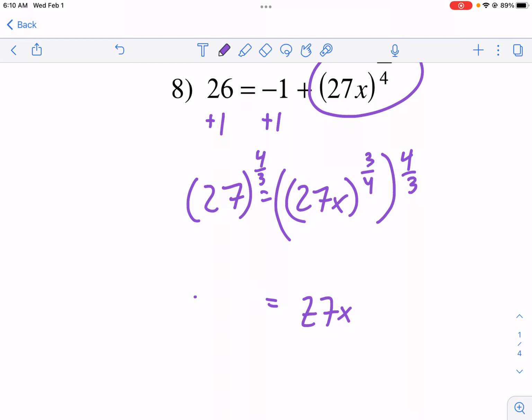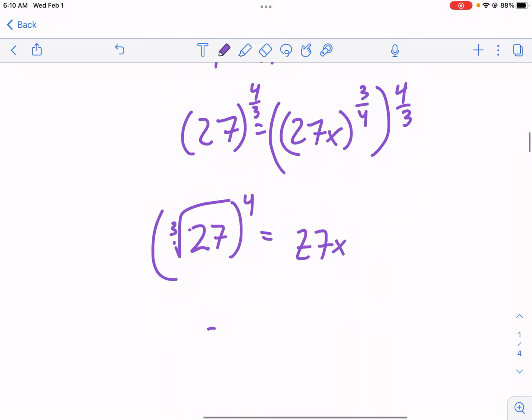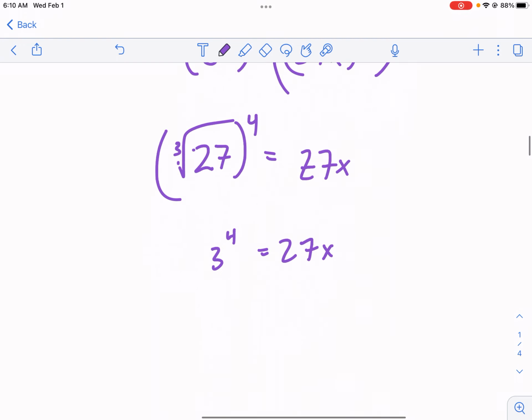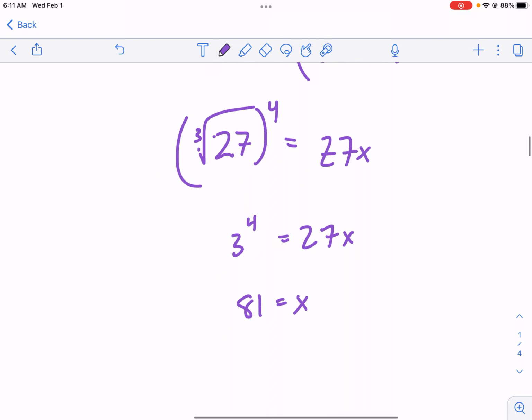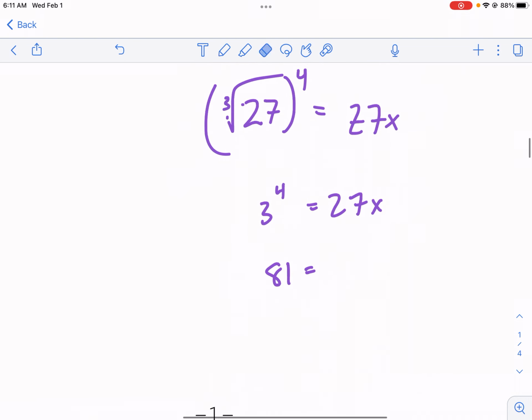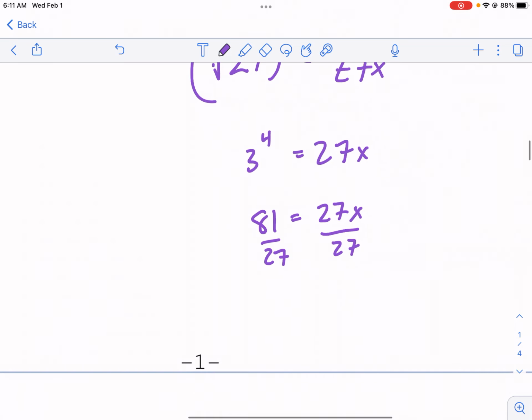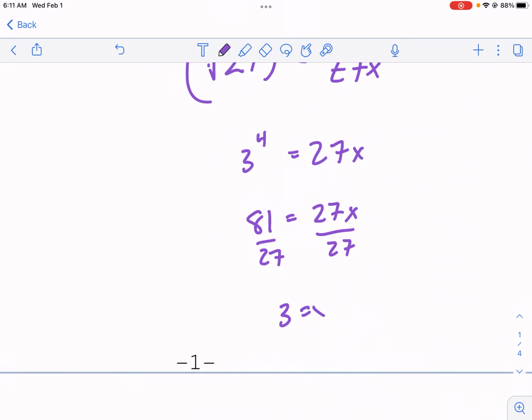Well, 27 to the 4/3 means I take the cube root first, and then I raise that to the 4th power. That essentially means 3 to the 4th power equals 27x. Okay, so that's going to be 81 equals 27x. I forgot the 27. So I have to divide by 27. Okay, and when I divide by 27, I'm going to get 3. So I get 3 equals x.